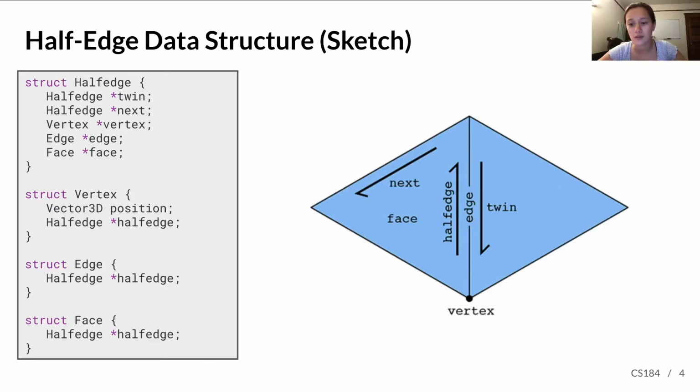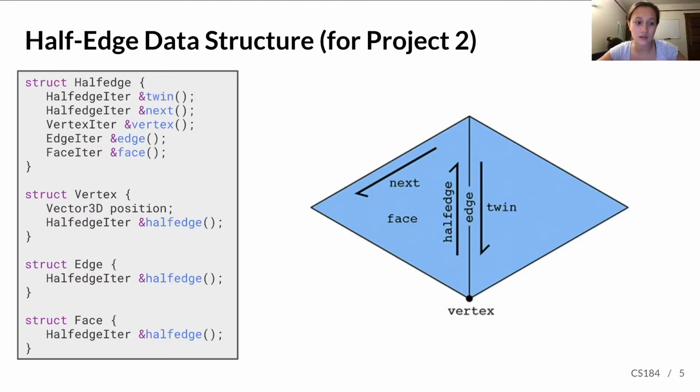So there's other ways to represent your triangle mesh, but this is the way that allows you to traverse across your mesh very easily and do other operations pretty easily, and you'll be using this in project 2. So this is what it'll look like for project 2. There's a half-edge struct, vertex, edge, and face structs. And you'll be using these and their different pointers to traverse across your mesh and do different operations.